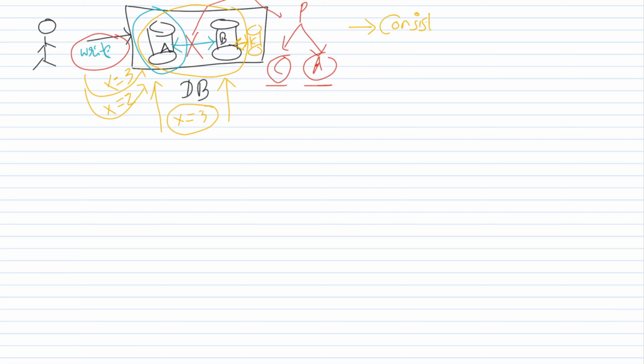Now, if we have to support availability, it's okay to have inconsistent data. So if you're supporting availability, it's okay to have inconsistent data. So in the sense that node A, let me just go back and undo a bit so that I can reach my original diagram.